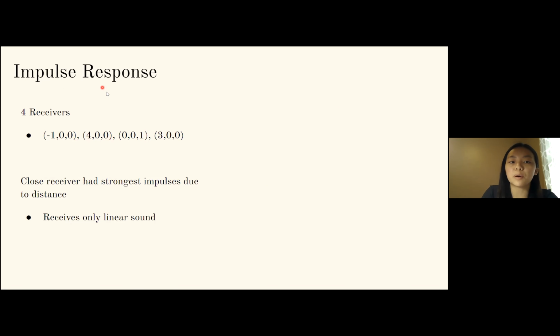We recorded impulse responses from 4 different receivers. One of them was located at -100, the other was located at 400, 001, 300. The first two are on the major axis. The third one is located on the Z plane, so we call it the high receiver, and 300 is the focus receiver.